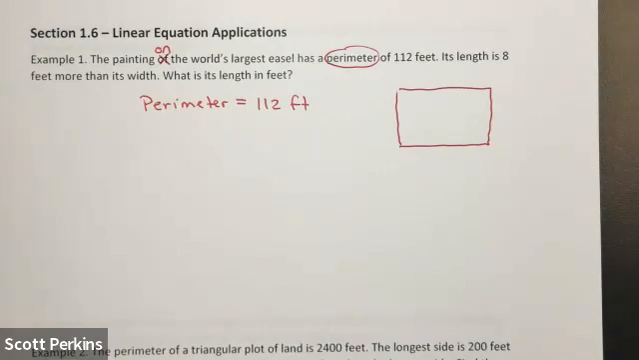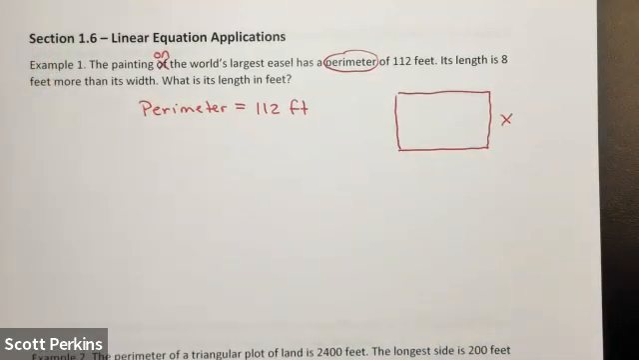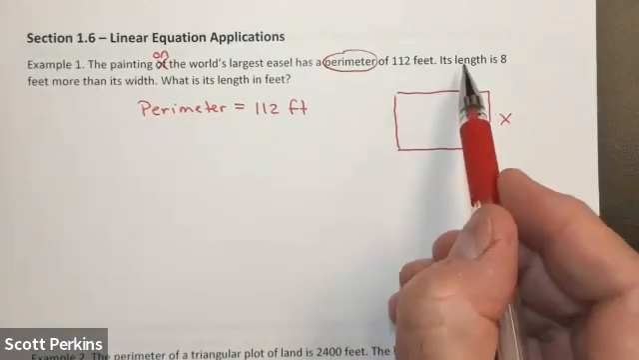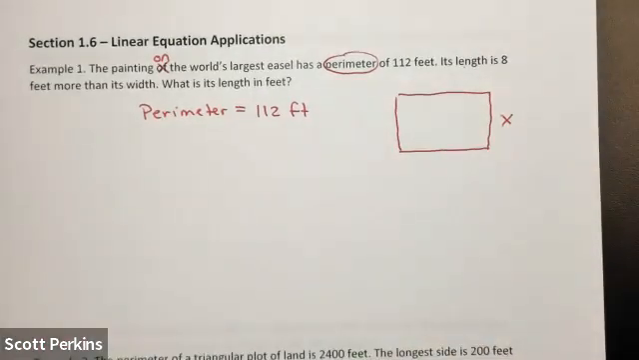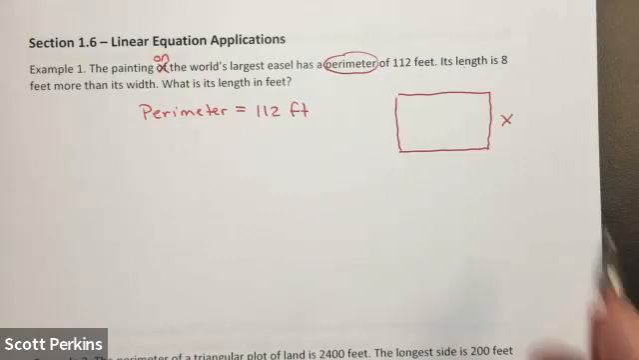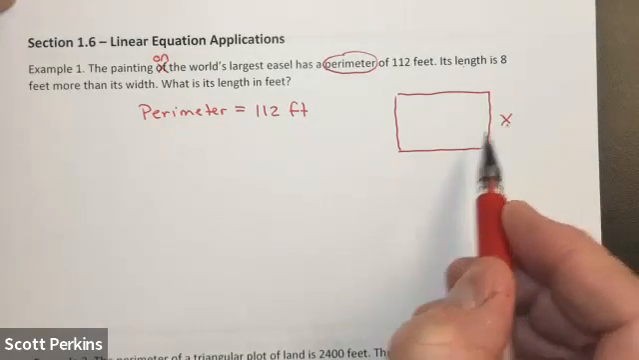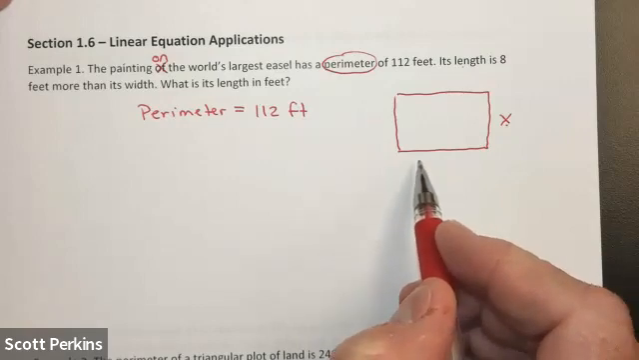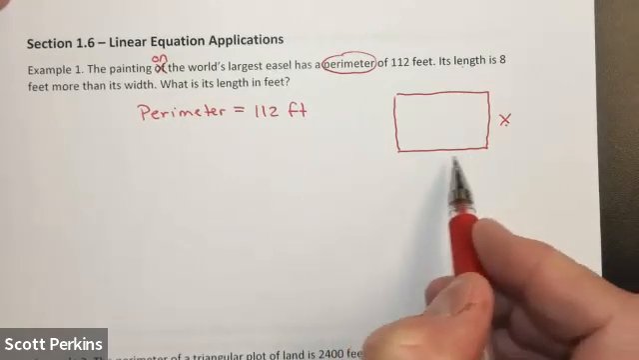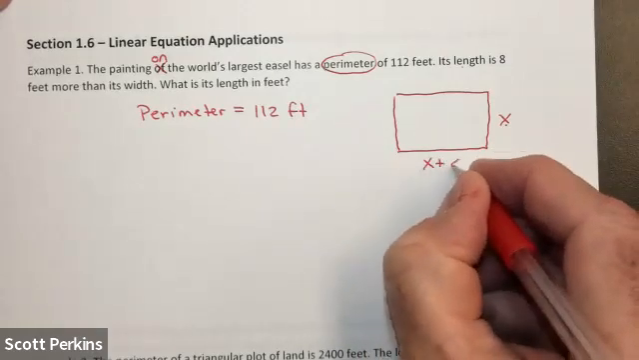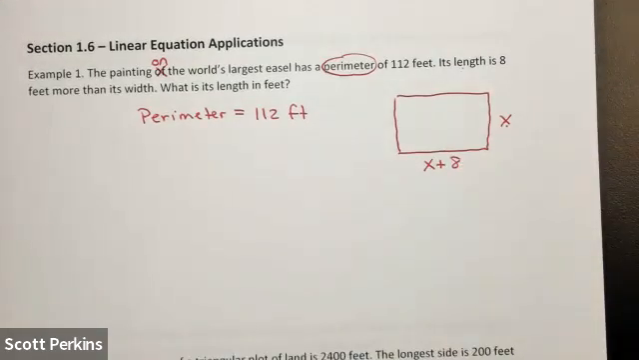So, which side should I call X? Okay, the width. The reason we choose the width, in case that wasn't obvious to you, is because once you know the width, we are told the length is 8 feet more than the width. The length is based on the width. So I have my width right here, X. So according to that second sentence, what's my expression for this side right here going to be? Okay, X plus 8 or 8 plus X. The order doesn't matter either way.